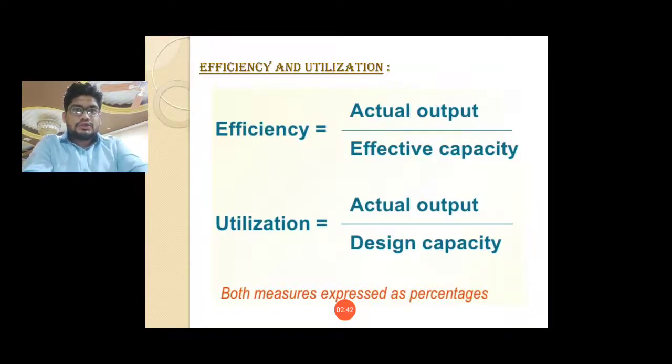Now, what is the efficiency? If we take the actual output of the particular product and divide it by the effective capacity, we will get the efficiency. Fine. What is utilization? Utilization we get when we compare two aspects, that is actual output and design capacity. When we divide actual output by design capacity, we get the utilization. Both measures are in percentages.